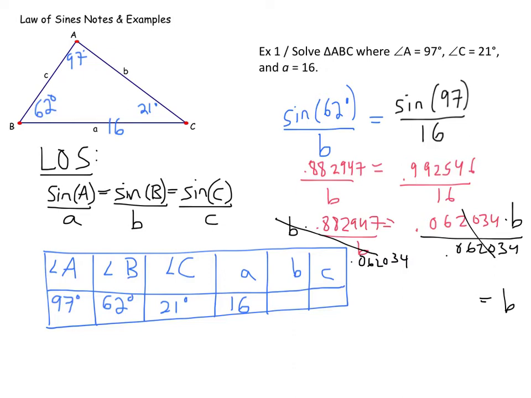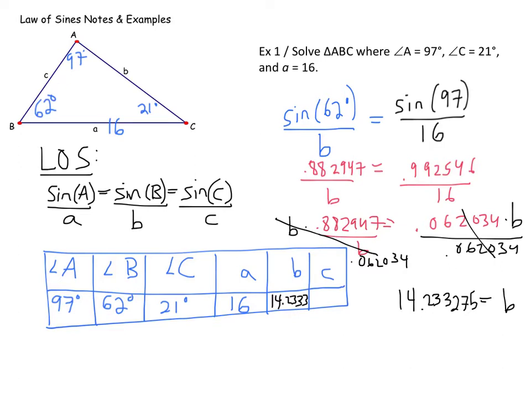0.882947 divided by 0.062034. And there are a bunch of different ways to do this problem, but in the end, I get the length of b, notice that's with a lowercase because we're dealing with a side length, to be 14.233275. Okay, so now I can fill that in my chart. 14.233 with a little bit of rounding.